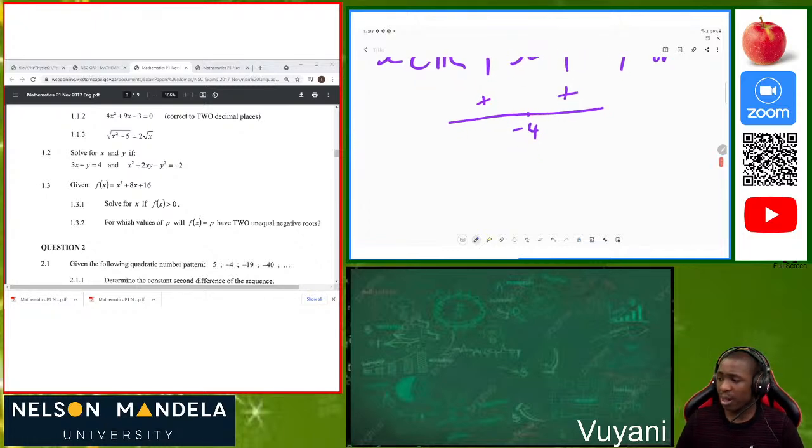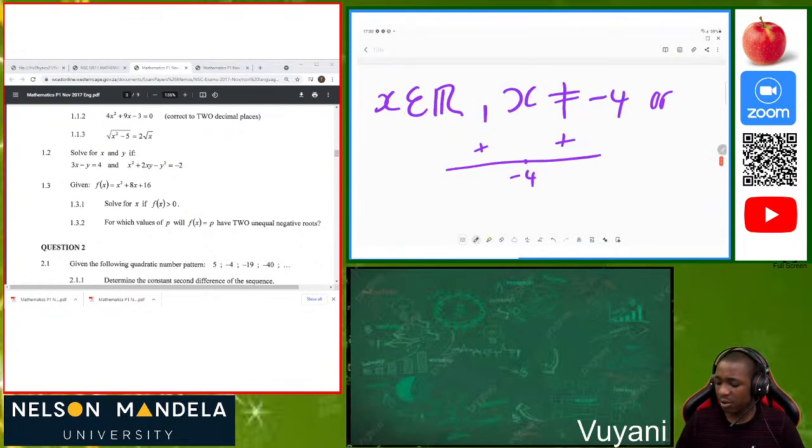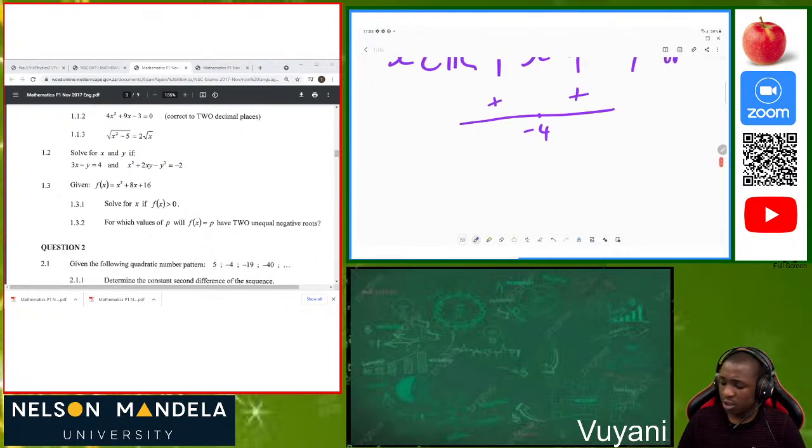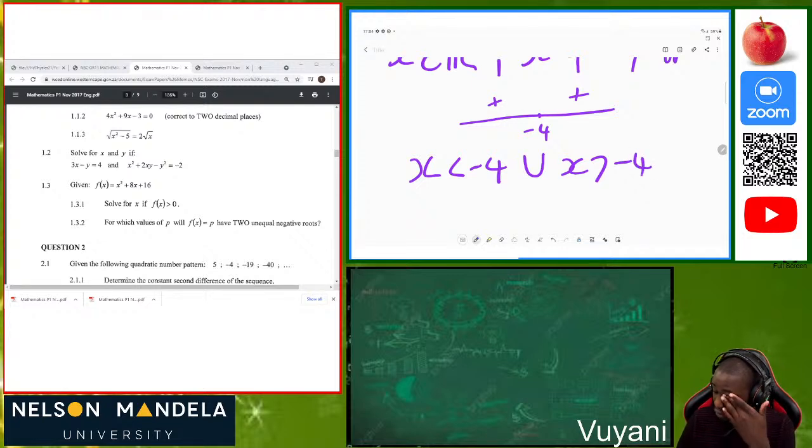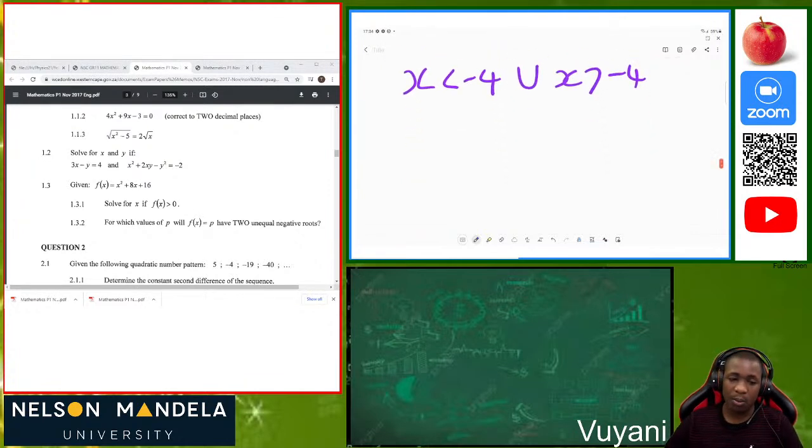If you do your number line, you'll be able to see that when you are concluding, we're going to say that x is an element of real numbers where x is not equal to negative 4. That's where you're going to say x must be less than negative 4, or x must be greater than negative 4, because you're going to find the values which make the inequality true, which is not exactly at negative 4. So it must be less than negative 4 or greater than negative 4. That's our 1.3.1.